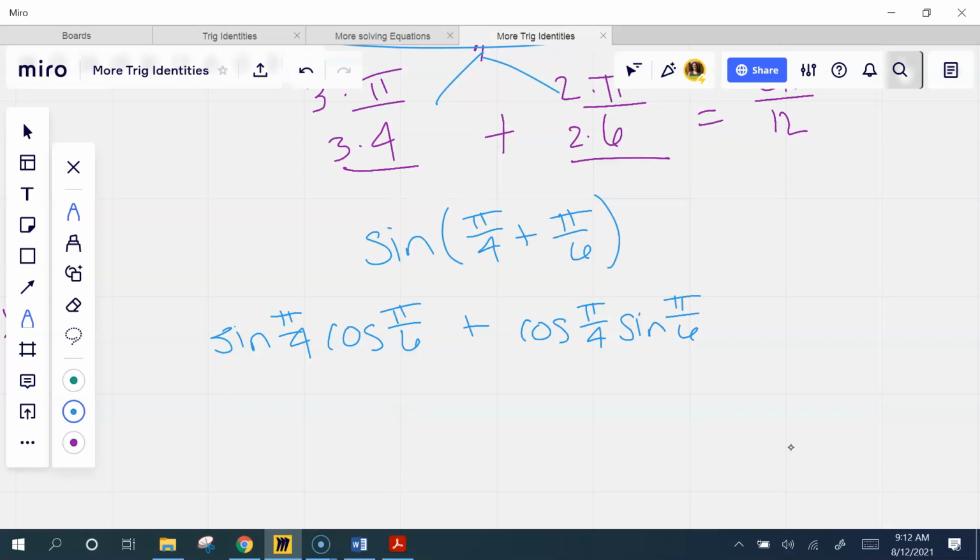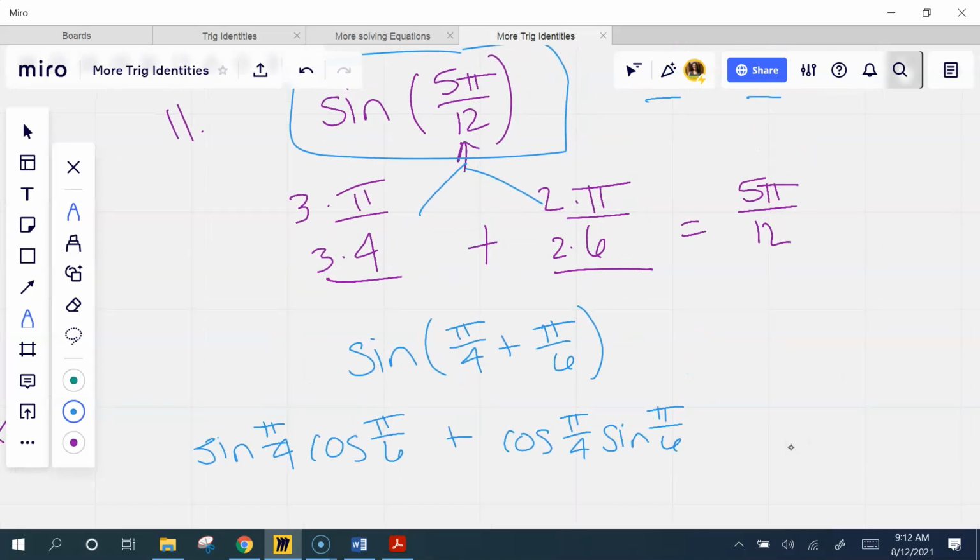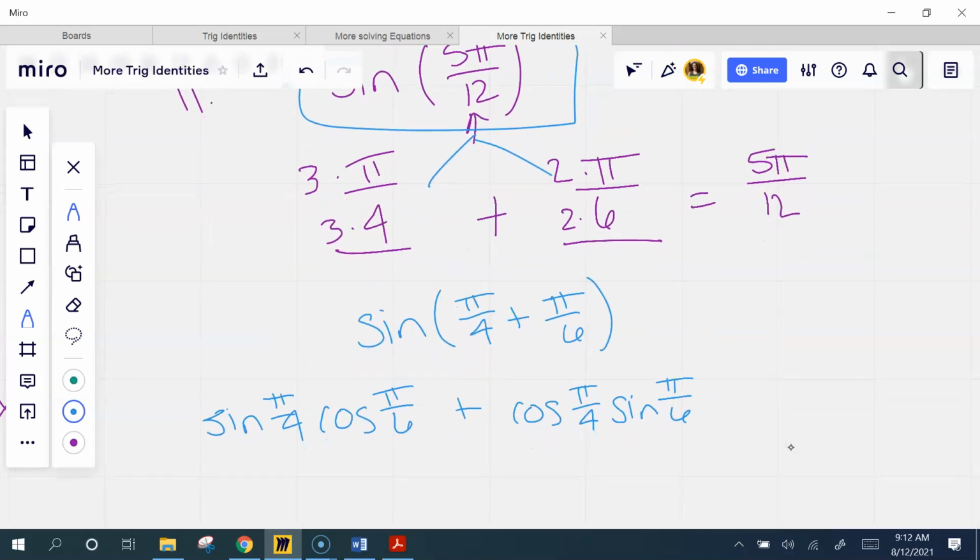Miss McGee, why didn't you put the 3 pi over 4 times 6 in your work? Why do you not put it in when finding the problem? Well, it was 2 pi over 12 and 3 pi over 12. That was whenever I converted.